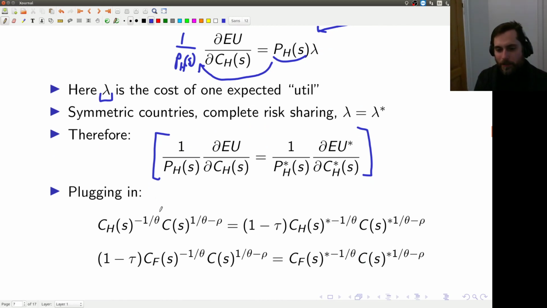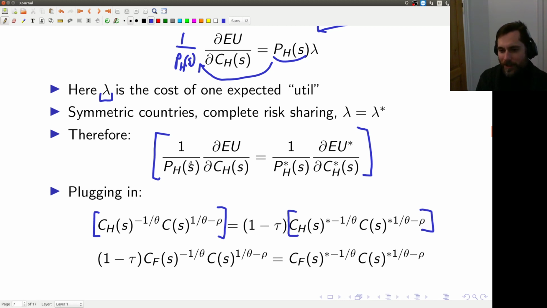So I say here, plugging in. I should probably do one of these. Basically this thing here is going to be this derivative of EU with respect to CHS. Almost, it's missing one term. And then this is going to be the derivative of EU star with respect to CHS. And then you've got these two price terms.